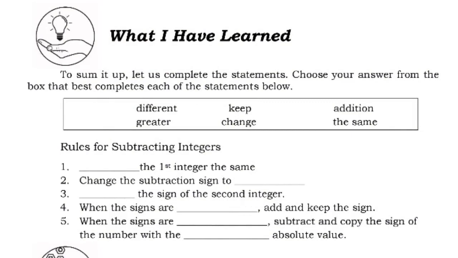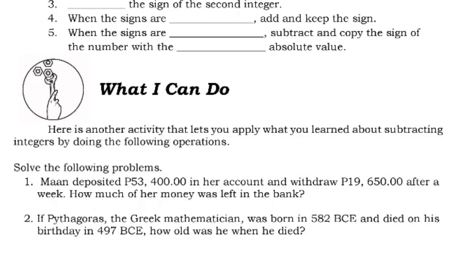Next is what I have learned. So, to sum it up, let us complete the statements. Choose your answer from the box that best completes each of the statements below. So, you have there the items inside the box. Just select from the items in order to answer numbers 1 to 5. Then what I can do, here is another activity that lets you apply what you learned about subtracting integers by doing the following operations. So you have here 2 problems. You're going to solve this one applying subtraction of integers.